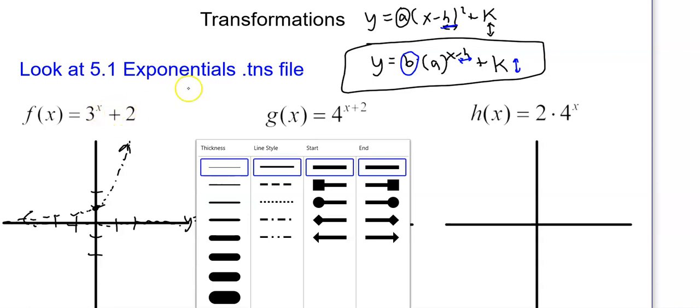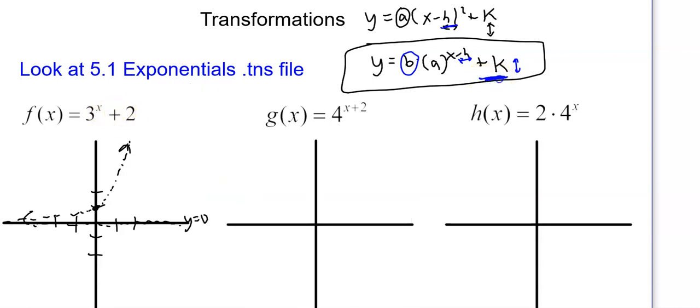So this one has a +2 outside. That looks a lot like a k value there. So it's going to move it up 2. So I would move the asymptote up first too. It was at y equals 0. Now the asymptote is at y equals 2.